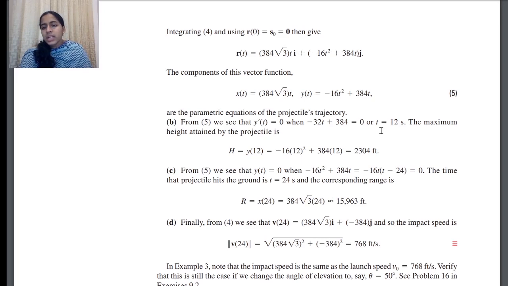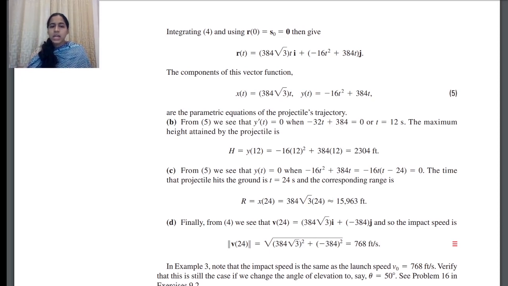So once we get the value of t, we have to substitute it in y of t to obtain the maximum height. So when t is equal to 12, what will be the value of y of t? Y of 12 will be minus 16 into 12 squared plus 384 into 12, that is 2304 feet.